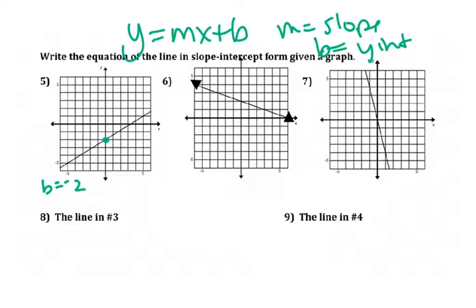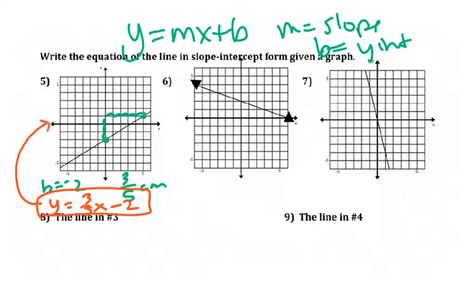And then pick another point, and let's find what the slope is. So I'm going to rise 1, 2, 3, and I'm going to run 1, 2, 3, 4, 5. So my slope is 3/5. So when I write the equation of the line, I'm going to write y equals 3/5 x minus 2, and that's the equation of the line in that graph.